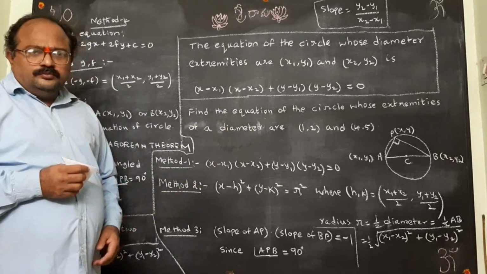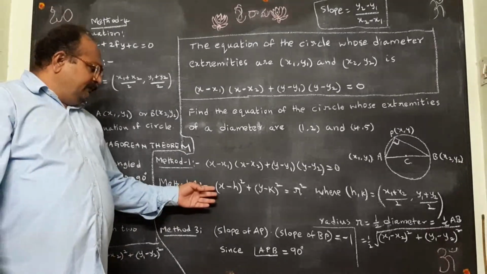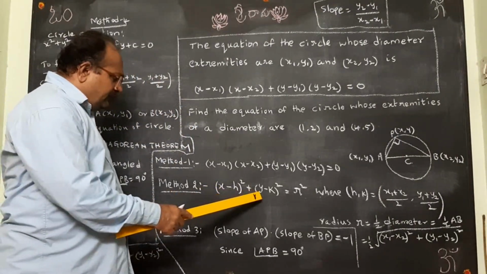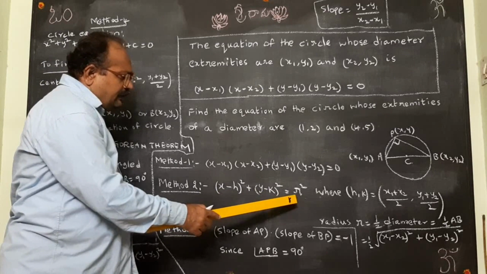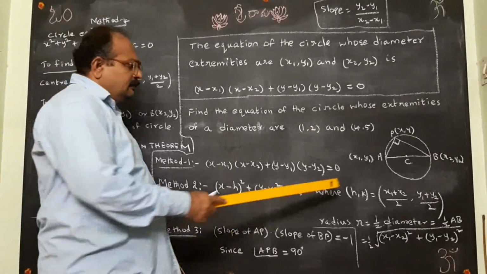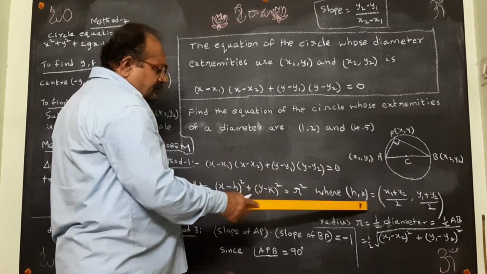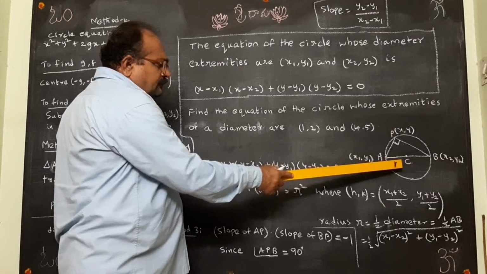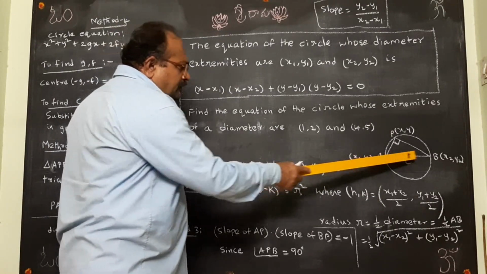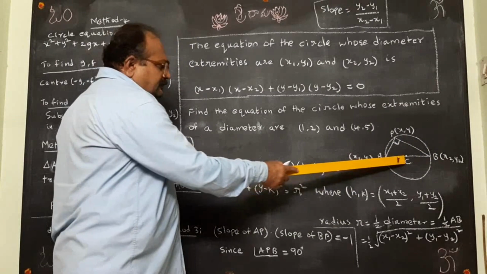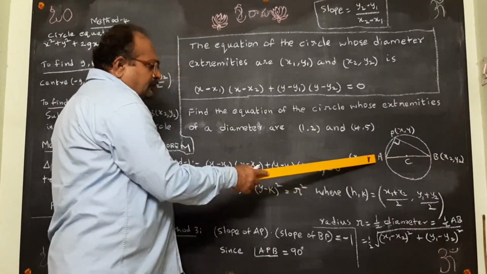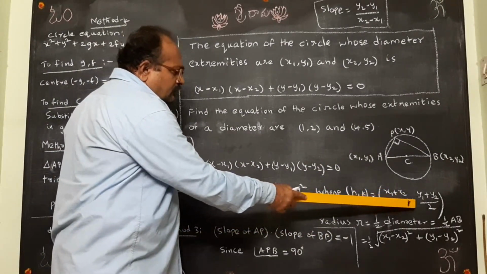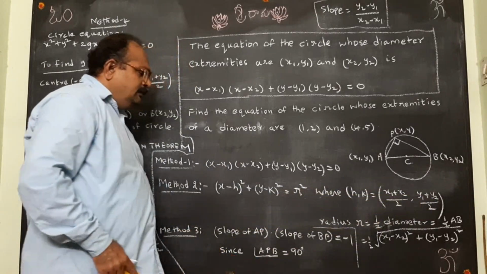Method 2. We know the standard equation of the circle: x minus h whole square plus y minus k whole square equal to r square, where (h, k) is the center. This C is the center, (h, k). And what is the C value? C is nothing but the midpoint of AB, the extremities: (x1 plus x2 by 2, y1 plus y2 by 2) is (h, k).